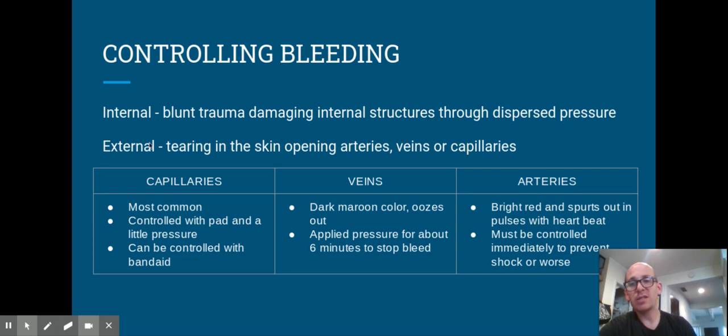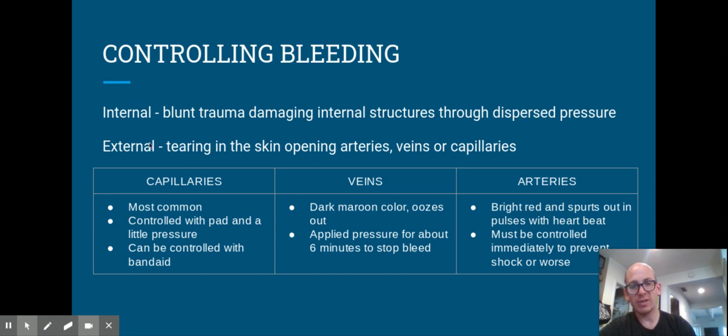This is normally caused by blunt trauma. Blunt trauma is the difference between a punch, which is blunt and not going to tear the skin, as opposed to a knife that stabs and breaks the skin. So blunt trauma is where you hit something hard with something that's wide or diffuse. Basically that dispersed pressure can squeeze internal structures and cause them to rupture under that pressure.